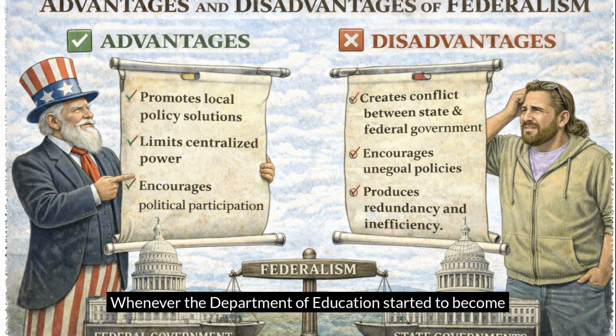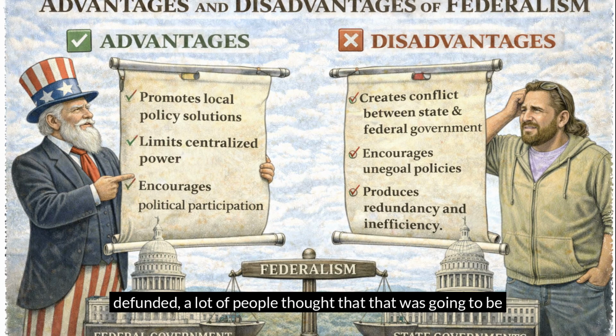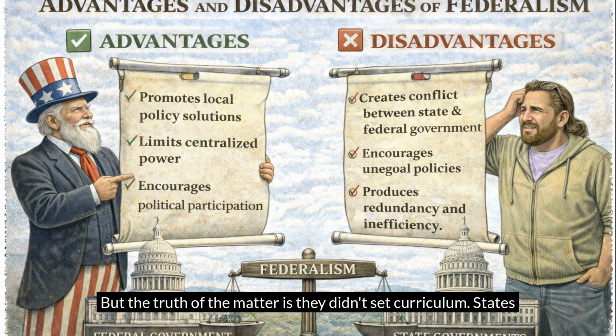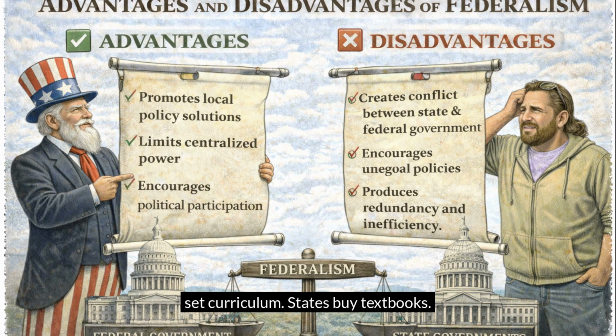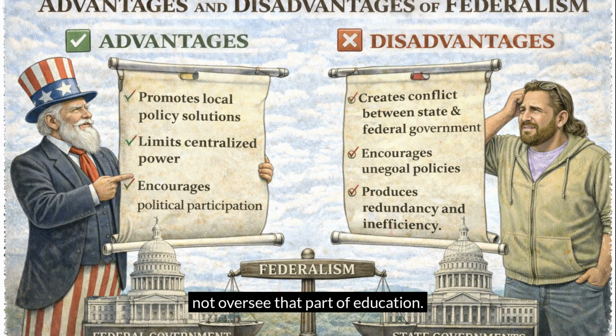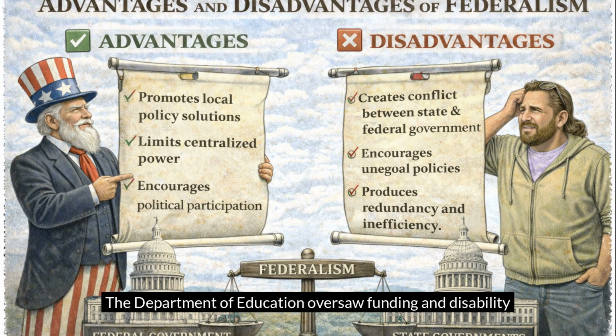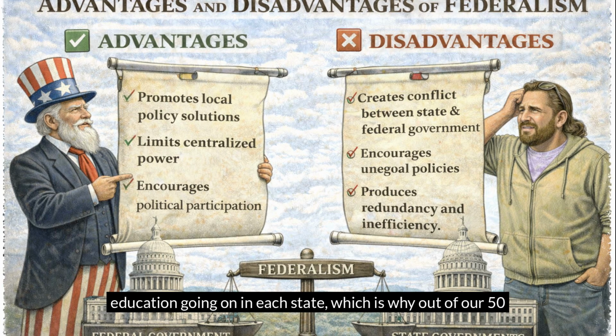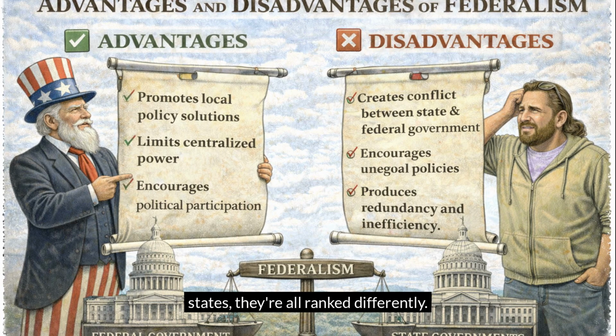Similarly, education. Whenever the Department of Education started to become defunded, a lot of people thought that that was going to be good because they're not helping the schools anyways. But the truth of the matter is they didn't set curriculum. States set curriculum, states buy textbooks, states take care of all of that. The Department of Education did not oversee that part of education. The Department of Education oversaw funding and disability services and things like that, but they didn't oversee the actual education going on in each state, which is why out of our 50 states, they're all ranked differently.